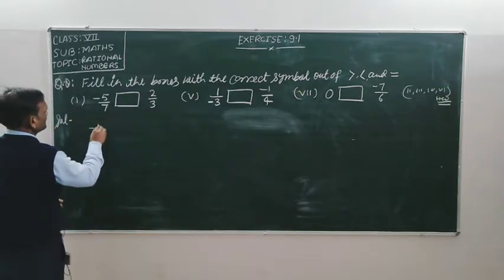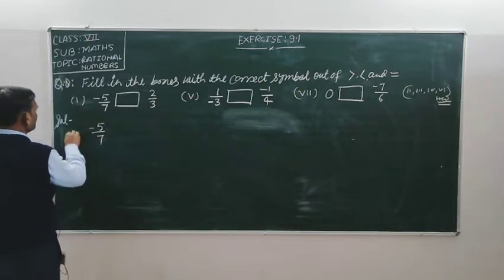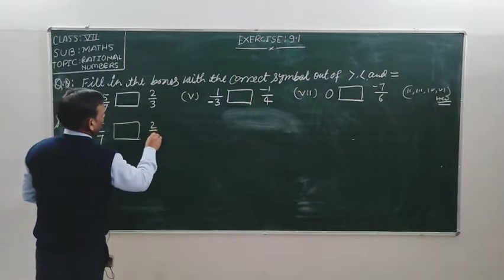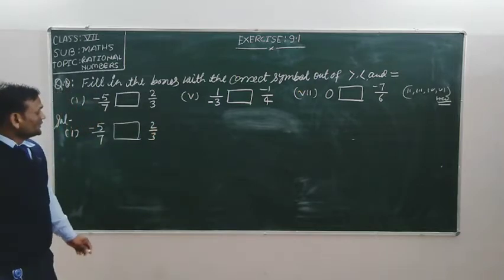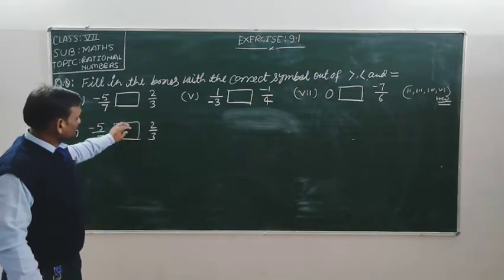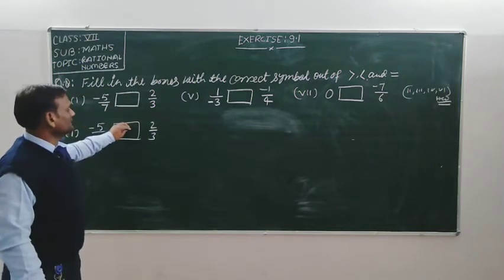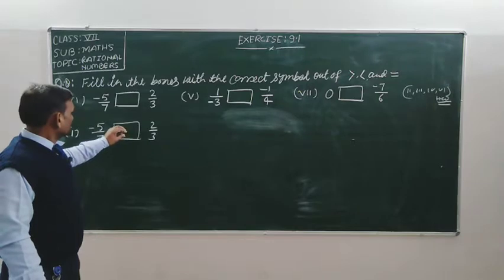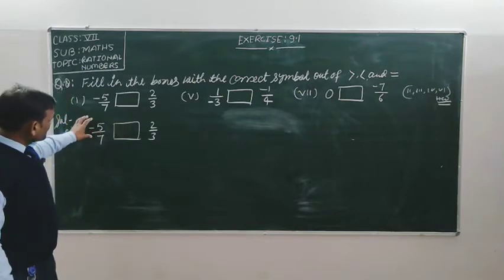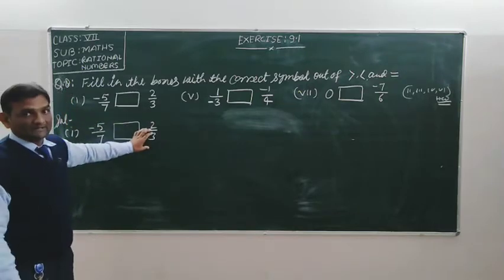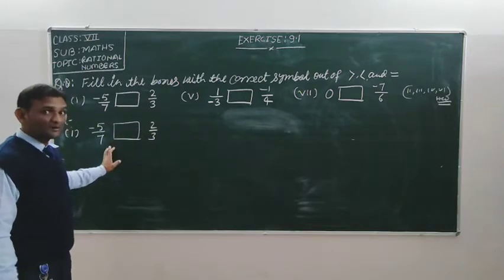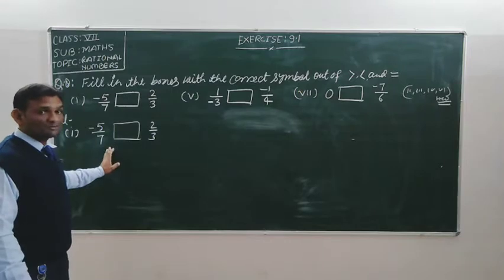Minus 5/7, part first, box 2/3. Student, you can fill directly the symbol in the box. Here, student, minus 5/7 and 2/3 are 2 rational numbers and we need to compare which is greater and which is smaller. कौन सा बड़ा है कौन सा छोटा है मुझे बताना है.